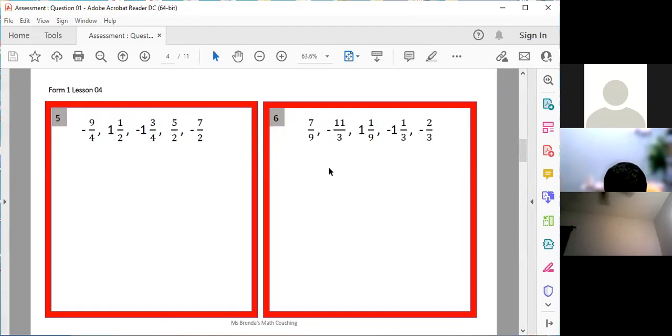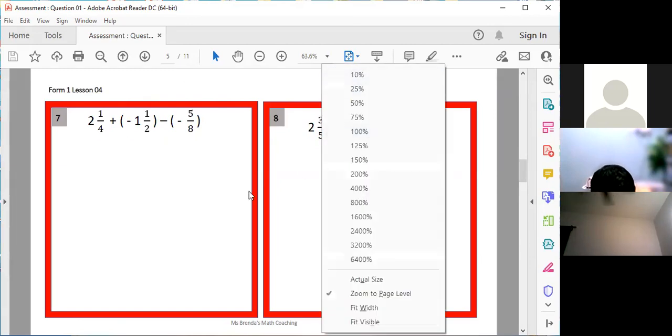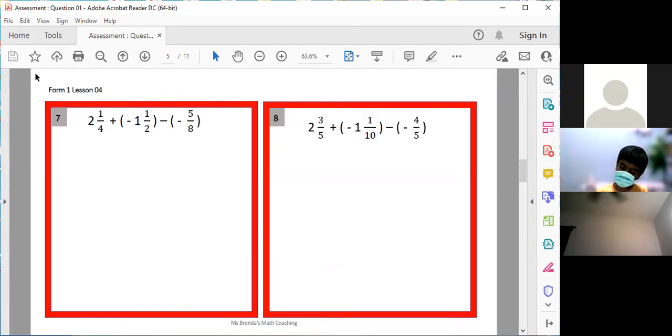Wait, number 5 and 6 is also arranging fractions. Is this page 4, guys? Can't see the page number. What page is this now? Number 7? All of you, okay, page 4, that's right.